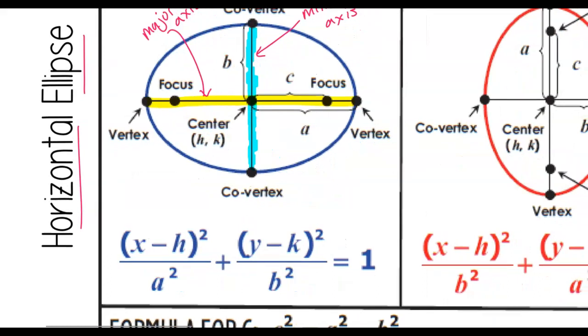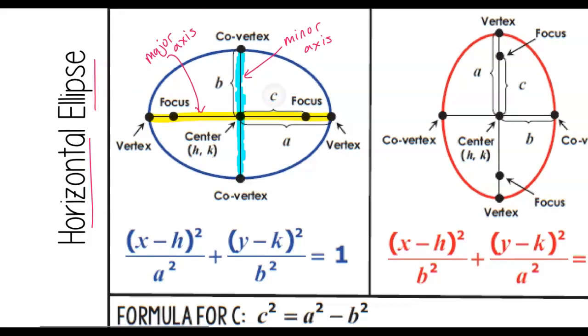Now, if we're looking at the horizontal ellipse, half of the major axis is called the semi-major axis, semi meaning half, and that's our A value. So from the center to the vertex, half of the major axis is A, and this is called our semi-major axis. It's half of the major axis. Kind of, yeah. Except it only is on the major axis.